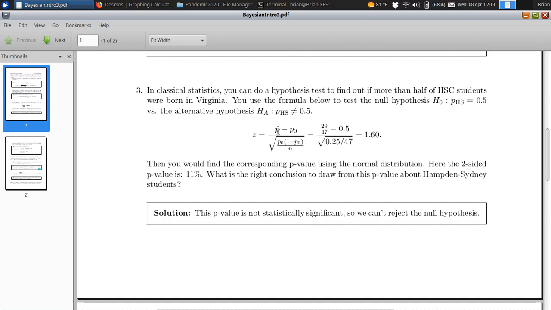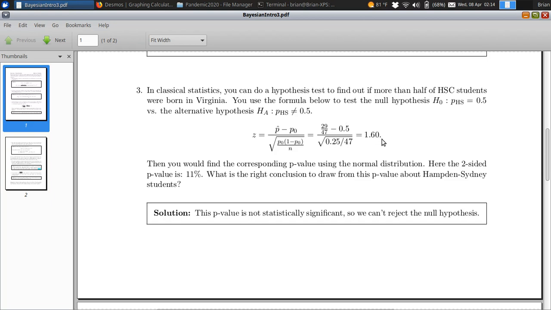That's the p-hat. The null hypothesis value is p0, so 0.5. And then I put in all those numbers down here, and I end up getting this. p0 was 0.5, so multiply that times 1 minus p0, you get 0.25, and then the sample size is 47. Crunch the numbers, you get a z-value of 1.6.